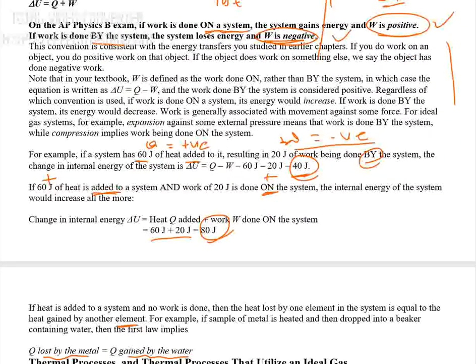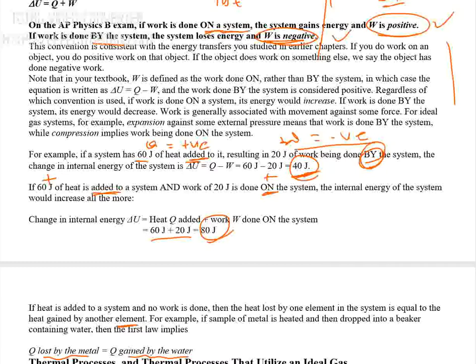For example, if the system has 60 joules of heat added to it, since it says added, it's what? Positive, resulting in 20 joules of work being done by the system. Since it says by, work is done by the system, meaning the system loses energy in terms of work. That makes the work done negative. Therefore, heat energy minus work done is the equation. Then heat energy is 60 joules minus 20, which gives us 40 joules.